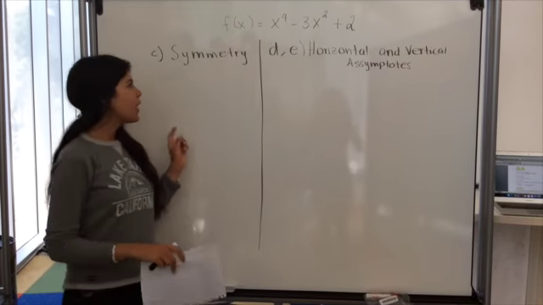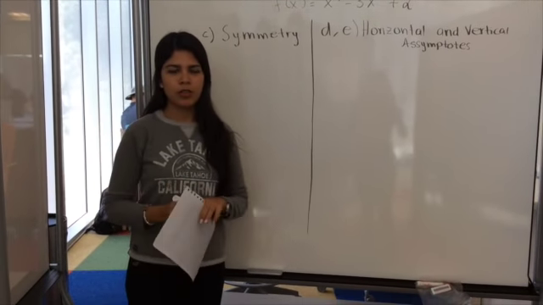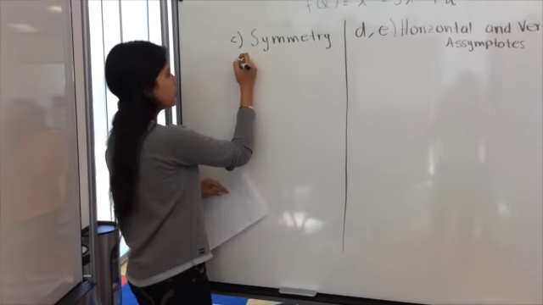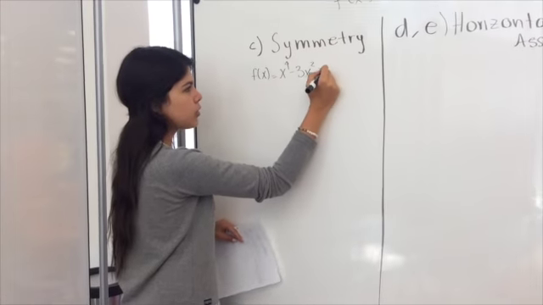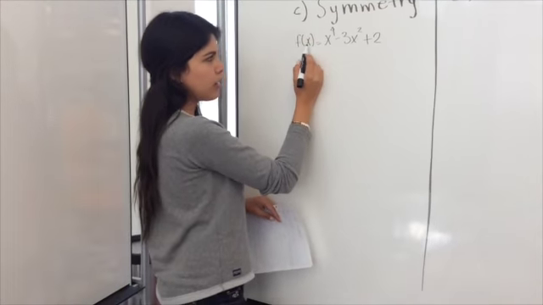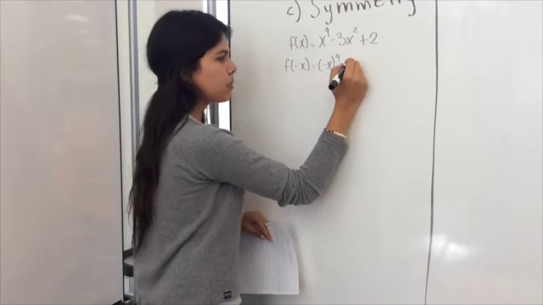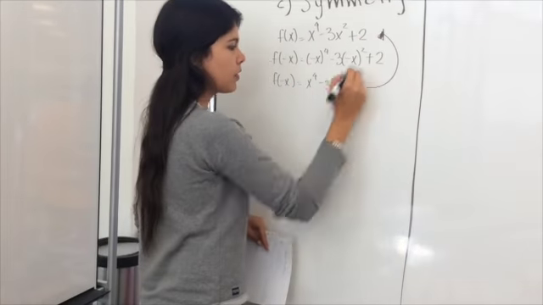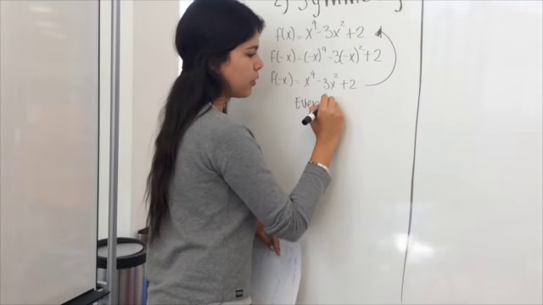For point C, we need to find its symmetry, and we are going to test it with the even test. And we have our function, and then we're going to put our x values with negative sign. And then we're going to solve it, so we can know that it's an even function.